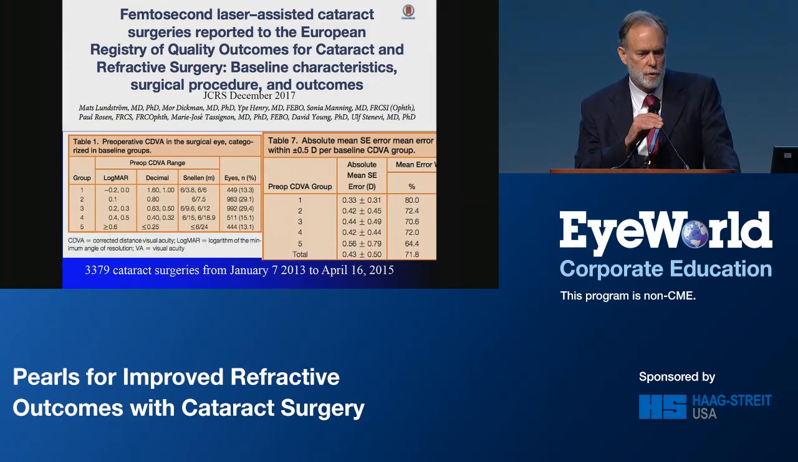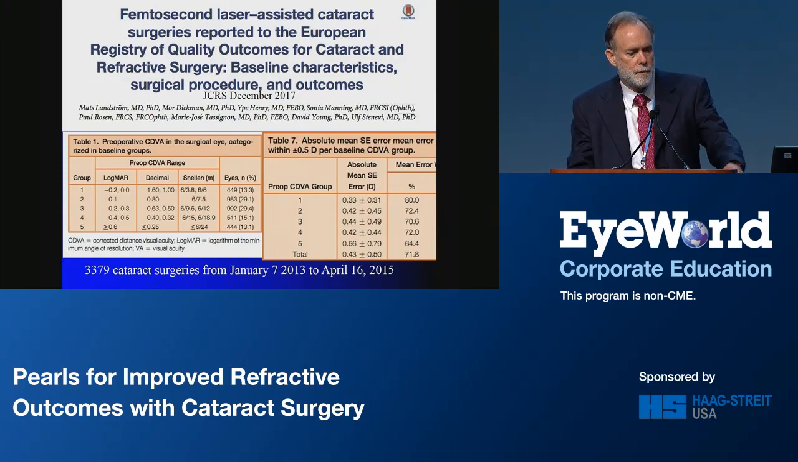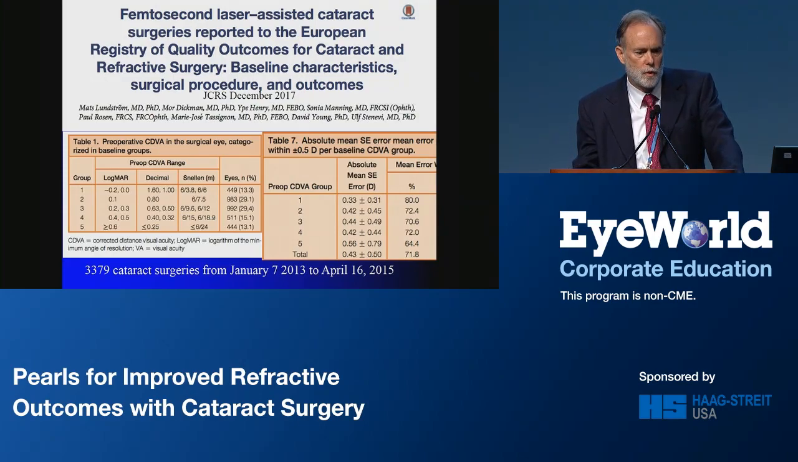And just to put this in perspective a little bit more, this is a publication that just came out in December in JCRS. And this is looking at the refractive results of cataracts in Europe, where they used a femtosecond laser. Now, they divided up the groups according to what their preoperative vision was, but when it was all said and done, they had about a 72% rate of eyes that had a refractive error of less than half a diopter or less. And that's not really acceptable if you're going to do premium IOLs. You have to have better endpoints than that.